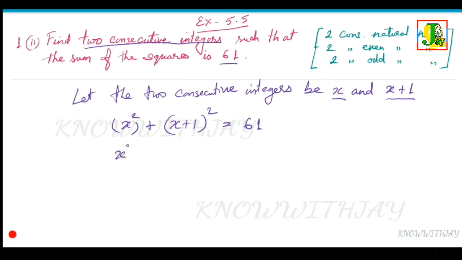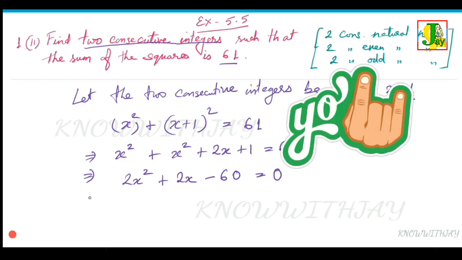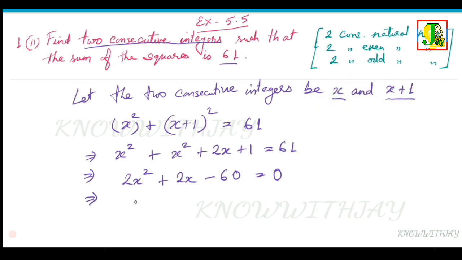If you open the brackets, x square, this is (a plus b) whole square, 2x plus 1 equals to 61. Now once you have formed this quadratic equation, you have 2x square plus 2x, and 61 comes to this side, you have minus 61. So 1 minus 61 is minus 60. Now this is the main part. You have already formed the quadratic equation. You can reduce it by dividing the whole thing by 2. You get x square plus x minus 30 equals to 0.